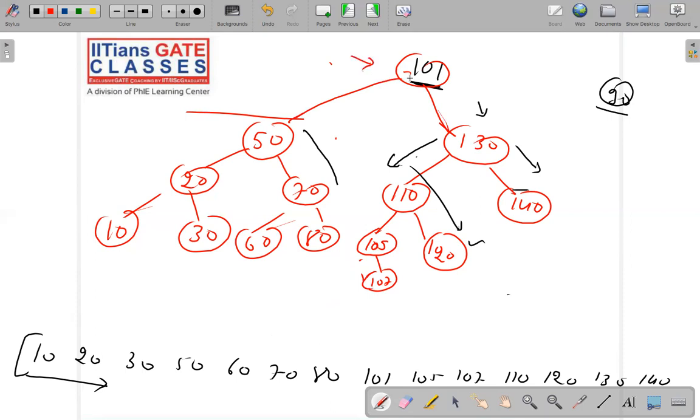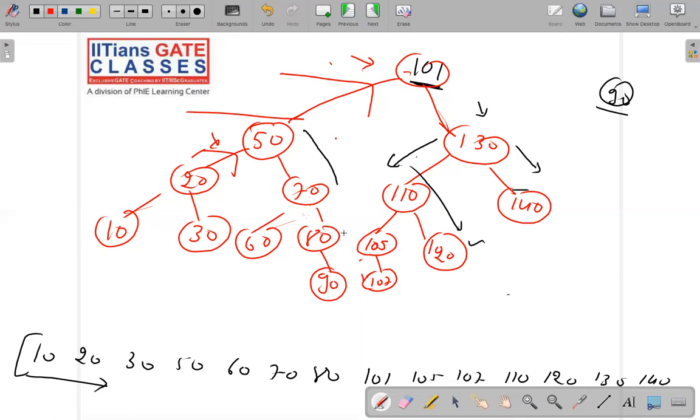We will check the root. 90 is less than 101, so it will fall in this subtree. We will never check the right subtree now. Now it is greater than 50, so it will fall in the right subtree of 50. We will never check this one. We will never check this one. And it is greater than 70, so it will fall on the right side of 70, and it is greater than 80, so 90 will fall here.